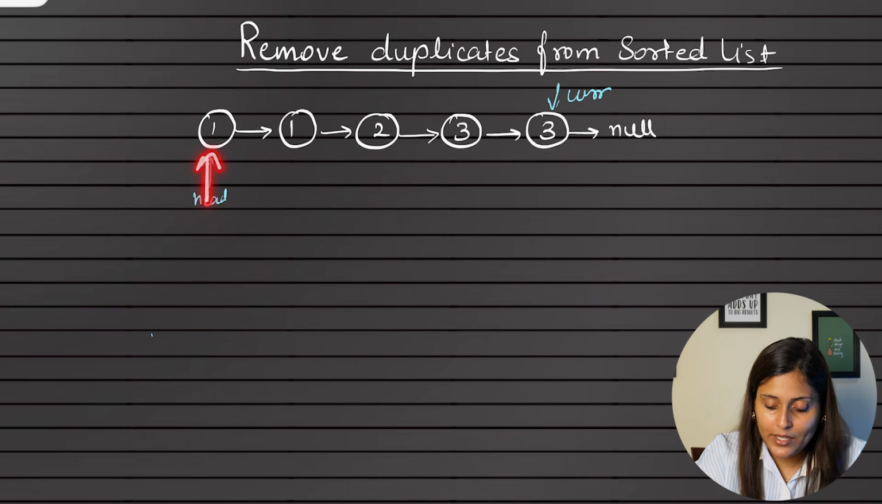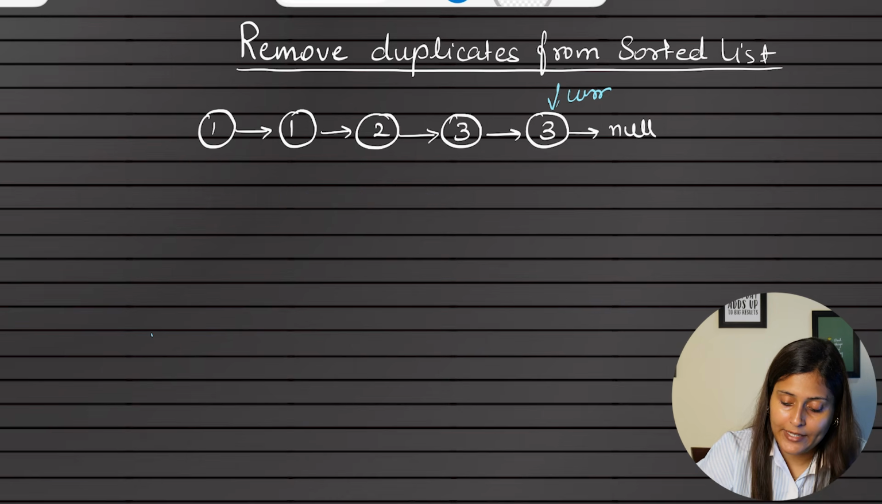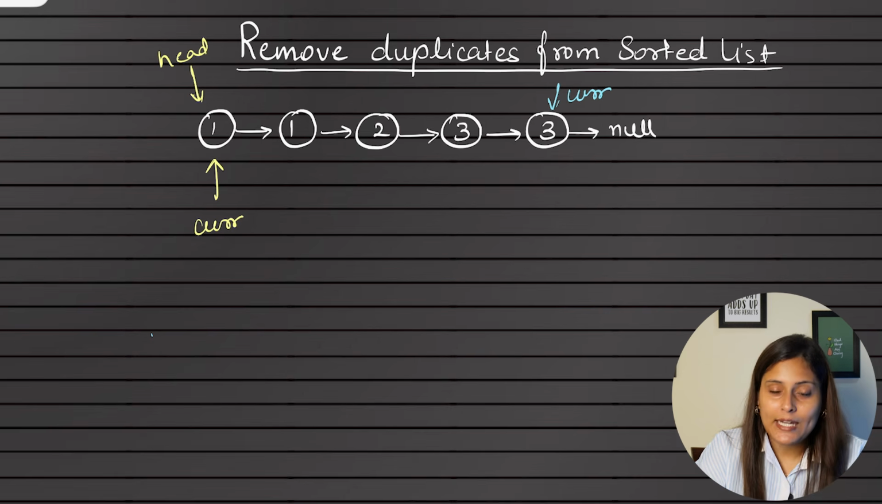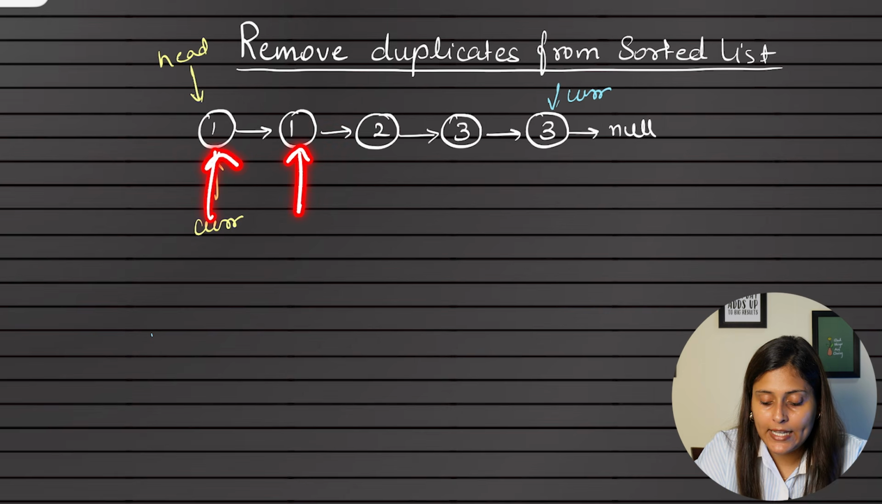Currently we are here, okay? So let's say this is current. Head is there for sure. This is head, but let's say this is current, okay? Now what do you think? This needs to be compared with current.next. Can I say that? Why?